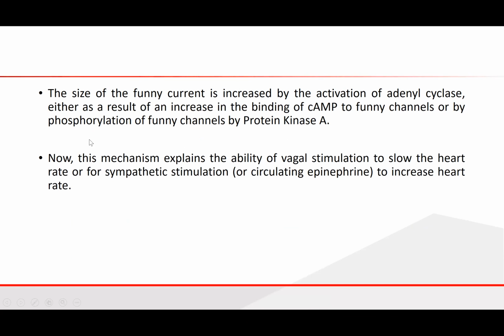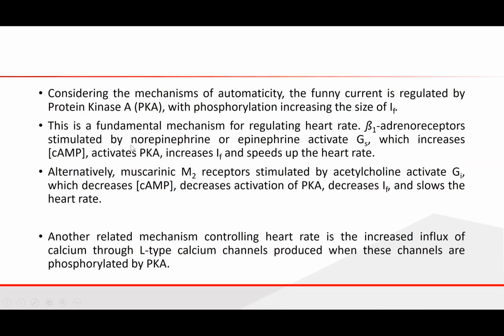And we know that beta-1 adrenoreceptor stimulation by norepinephrine or epinephrine will activate the Gs stimulatory regulating proteins, which will increase the cyclic AMP and hence will activate protein kinase A and hence increase the funny current and speed up the heart rate. Alternatively, muscarinic M2 receptor stimulation by acetylcholine will activate the inhibitory Gi regulating protein, which decreases the cAMP, decreases activation of protein kinase A, decreases the funny current, and slows the heart rate. So this is one mechanism by which the chronotropic characteristic of the heart is regulated.